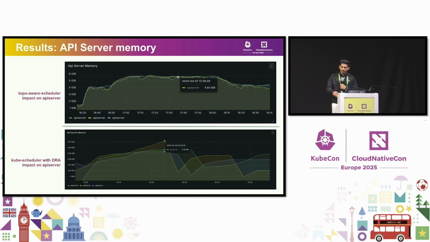The third metric we looked at was the effect of all of this orchestration on API server. On the top, you can see the topo-aware scheduler's impact on API server, which was at around 5 gigabytes. And on the bottom, you see the impact of DRA orchestration. It was well under, like a 20% better memory footprint in terms of how aggressive it is with API server.